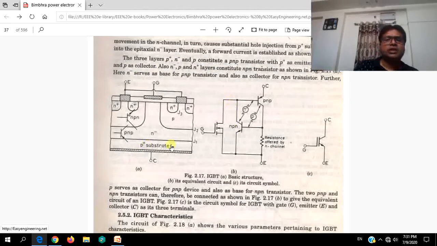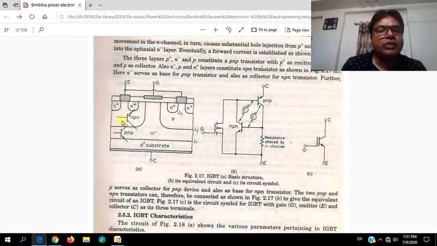The same thing we can understand over here for SCR, unwanted SCR type of triggering, where a PNP transistor and an NPN transistor are shown over here. This is PNP and this is NPN, connected back to back. The base of the NPN transistor is the collector of the PNP transistor, and the collector of the NPN transistor is the base of the PNP transistor. So it is equivalent to NPN and PNP transistors connected back to back, resulting in an SCR type of construction.